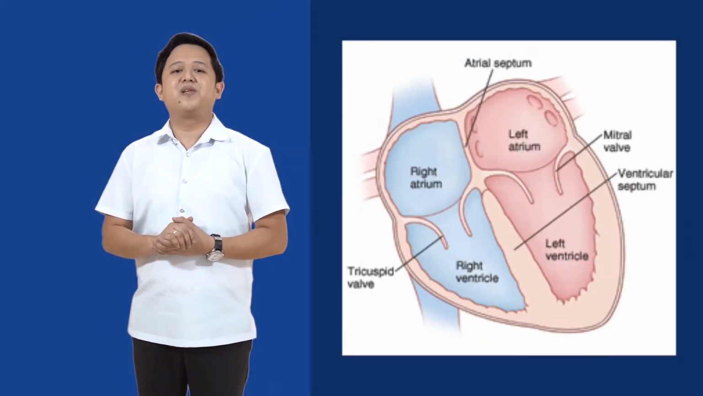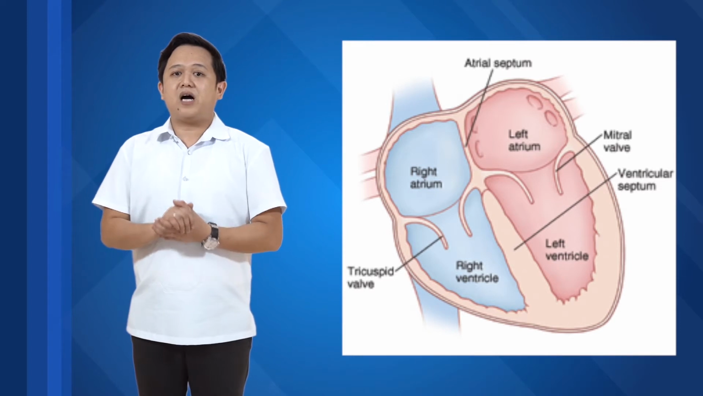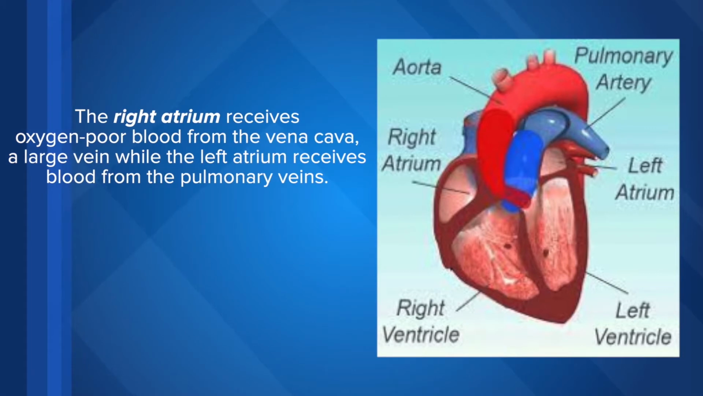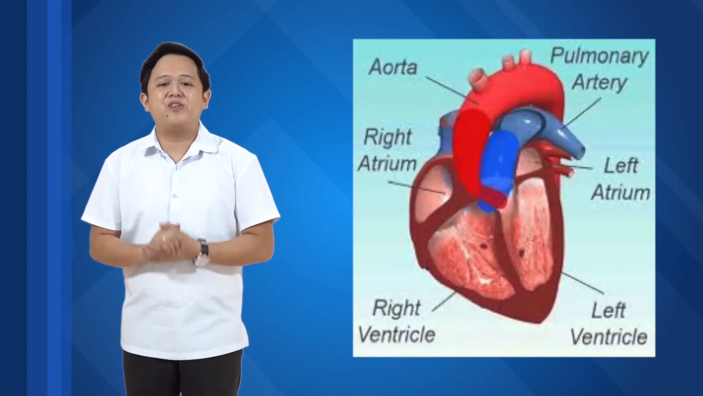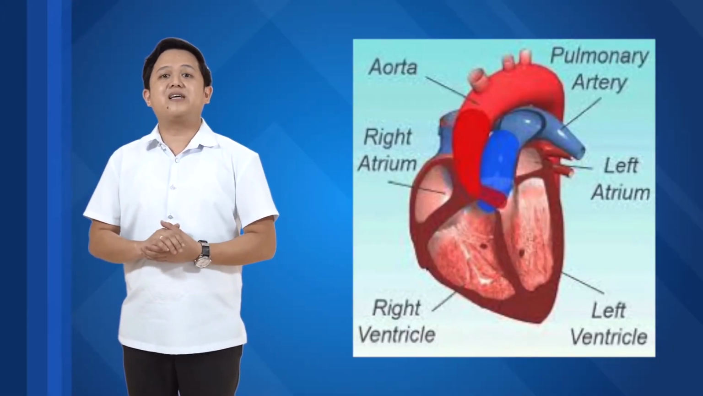The atria are the receiving chambers of the heart. These chambers are thin-walled. The right atrium receives oxygen-poor blood from the vena cava, a large vein, while the left atrium receives blood from the pulmonary veins. The 2 ventricles are the pumping chambers that force blood out of the heart. These chambers are thick-walled.